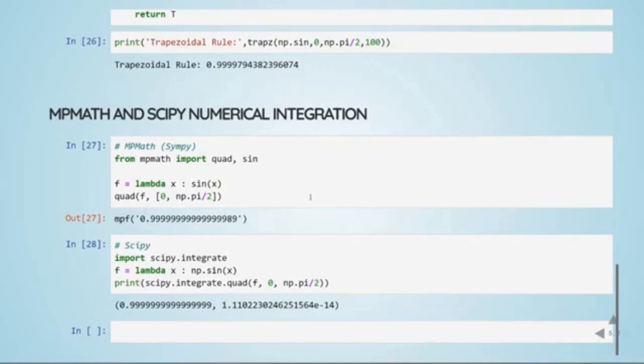They use different methods, different numerical techniques. And in SciPy there is also this quad from scipy.integrate. The concept is the same. We define a function, here a lambda function, x to sine of x, and we call the quad function from 0 to pi divided by 2, and here it gives the result, and this is the error.